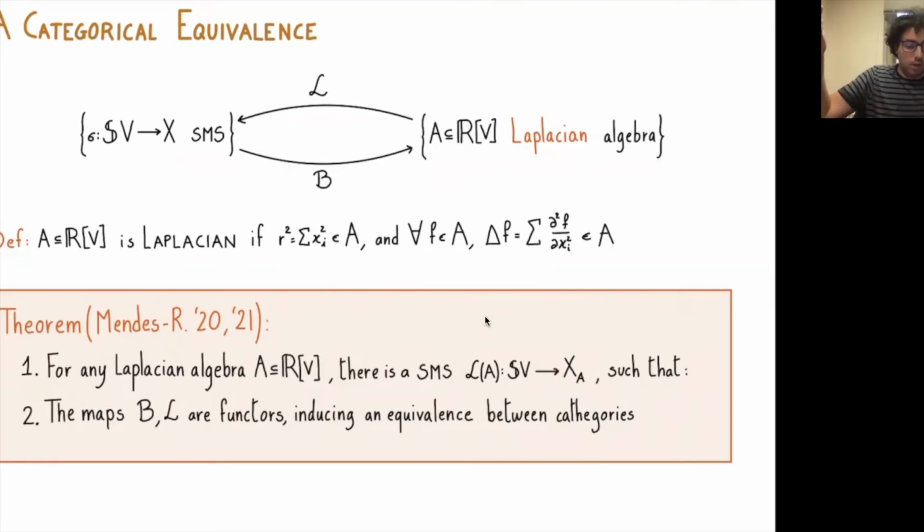And then, here is the result. For every Laplacian algebra, we can construct a spherical manifold symmetry out of it. So for every Laplacian algebra, there is a spherical manifold symmetry. In fact, the way we constructed it is that it really represents an inverse for the map P. So the maps L and B represent an equivalence between the two categories, which is exactly what we want.